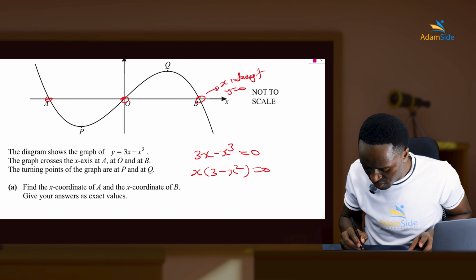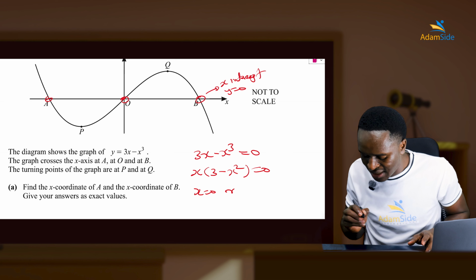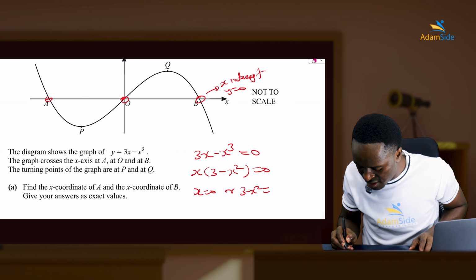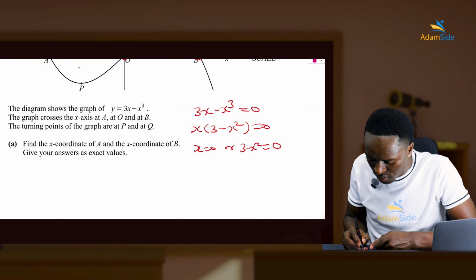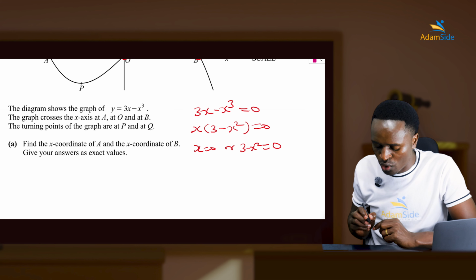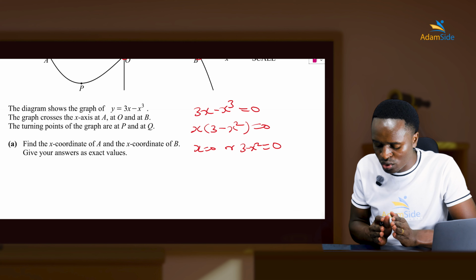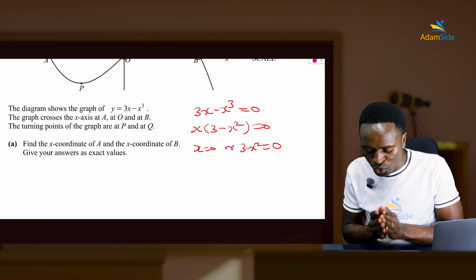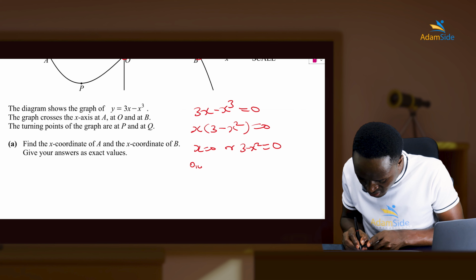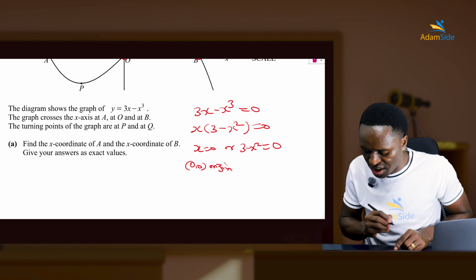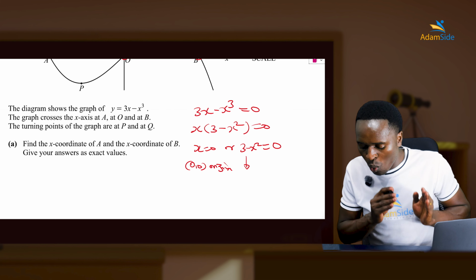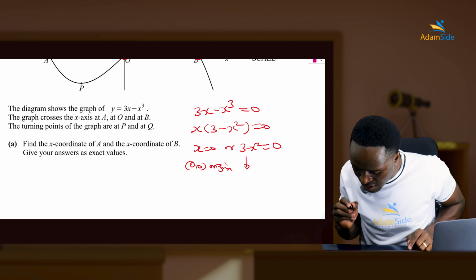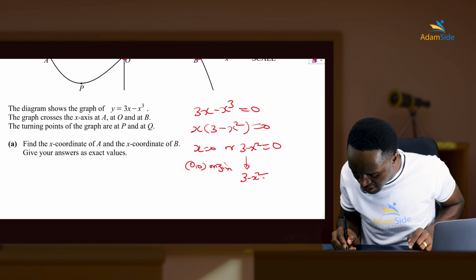Then the first solution, using the null factor, is x is equal to 0, or 3 minus x squared is equal to 0. We know x is equal to 0 is at the origin. When x is equal to 0, the value of y will also be equal to 0. So we have the point (0, 0), which is the origin, a solution of your cubic equation. Then we have this quadratic, which will give us two solutions, one positive, one negative. We say 3 minus x squared is equal to 0.